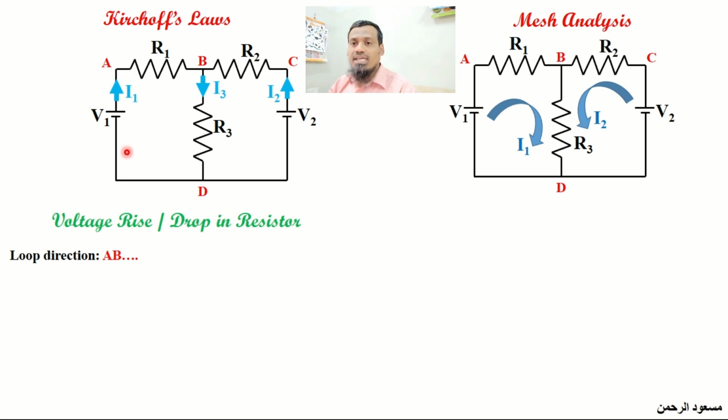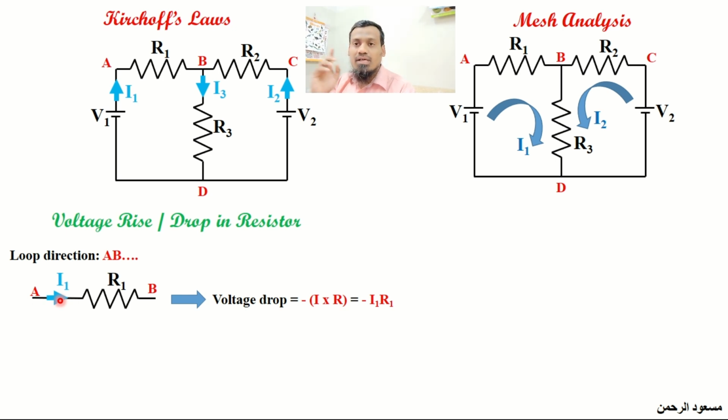If the loop direction goes from A to B, and across points A and B there is a resistance R1, and if we have assumed a current in the same direction as the loop direction, we can take it to be a voltage drop. If the two directions are equal, it is taken as a voltage drop. So we will start the voltage equation with a minus. So it is a voltage drop, and it starts with a minus, and according to Ohm's law, V is equal to I into R, where I in this case is I1 and the resistance R in this case is R1. So you have to multiply these two: minus I1 R1.